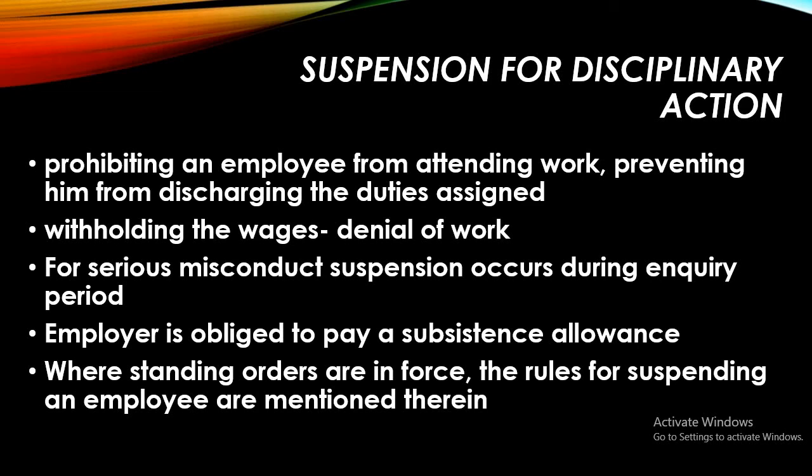The employer is obliged to pay a subsistence allowance, that is one half of the basic wage plus the dearness and compensatory allowances, to the delinquent employee for a period of 90 days. If the inquiry goes beyond 90 days, the allowance is increased to three-fourths of the employee's normal emoluments.